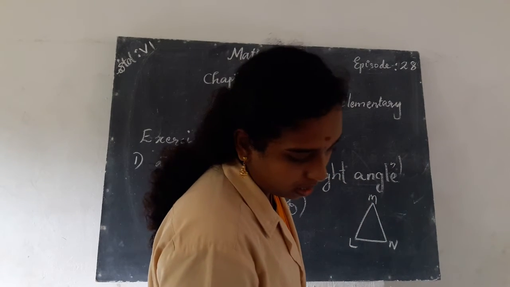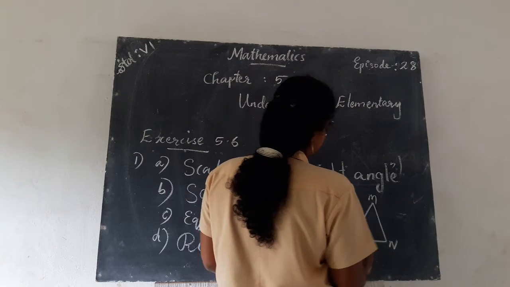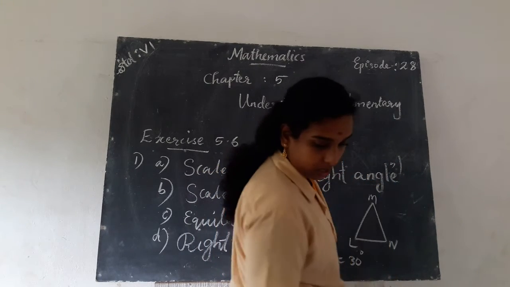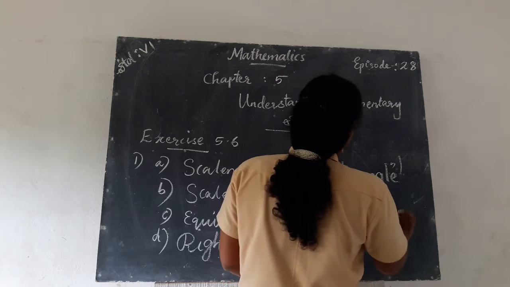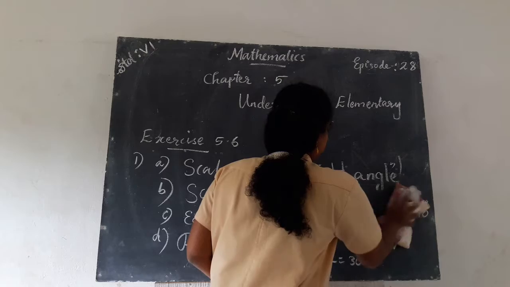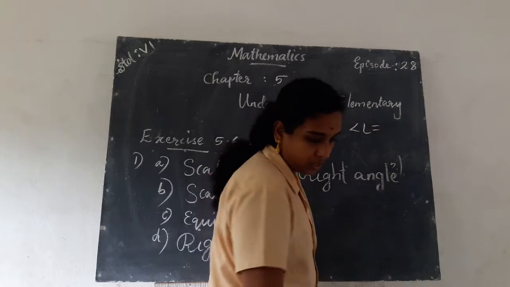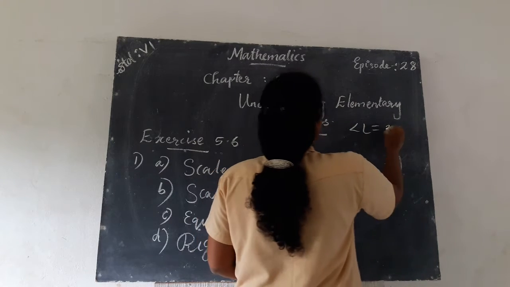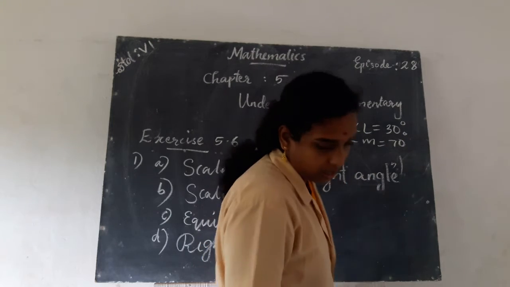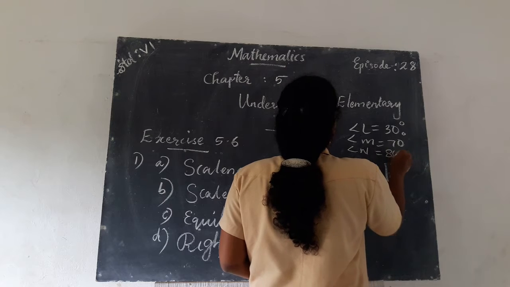Okay, angle L measures 30 degrees and the measure of M is 70 degrees. The angle L is equal to 30 degrees. Angle M is equal to 70 degrees. Then angle N is equal to 80 degrees.